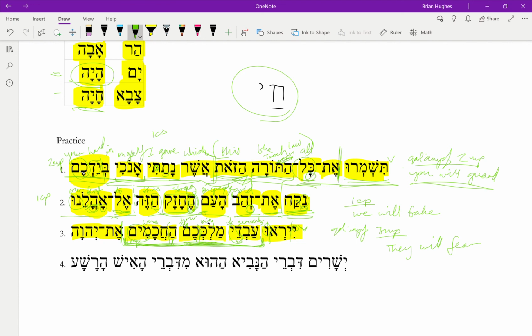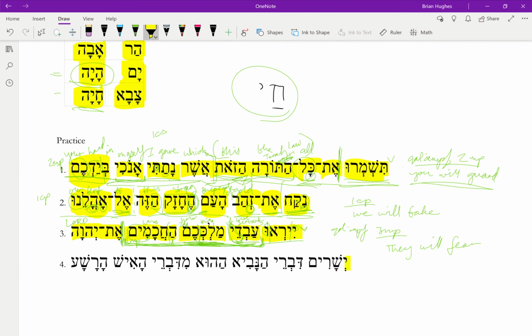Melech here, or malkechem, is definite because it's got this possessive ending. However, it's not masculine plural. It's a masculine singular noun. But eved is masculine plural. Remember, it has that tsere yod? So it's wise servants of the king. The wise servants of your king will fear. Et, who will they fear? The Lord. Okay? So the wise servants of your king will fear the Lord.